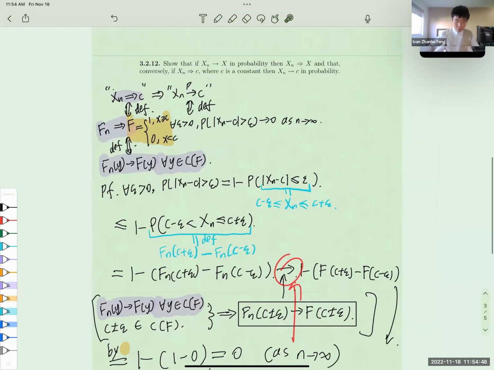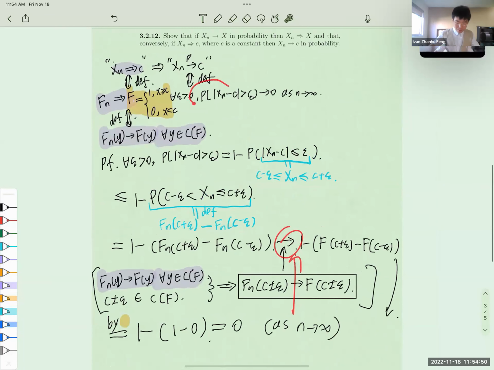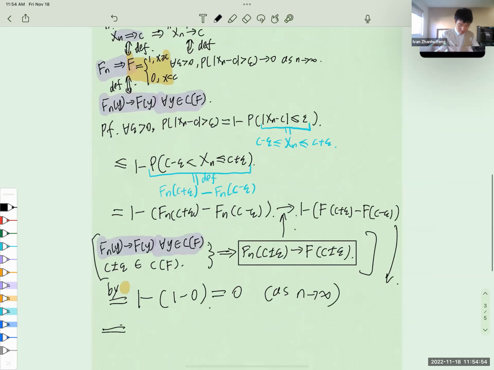So that is what we want to show, because by this definition, we do have Xn goes to C in probability. So we're done. This is the definition here.